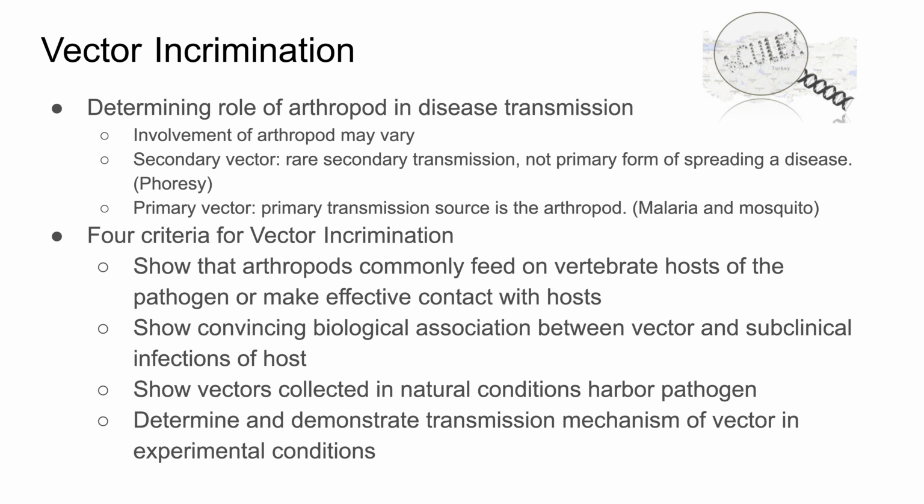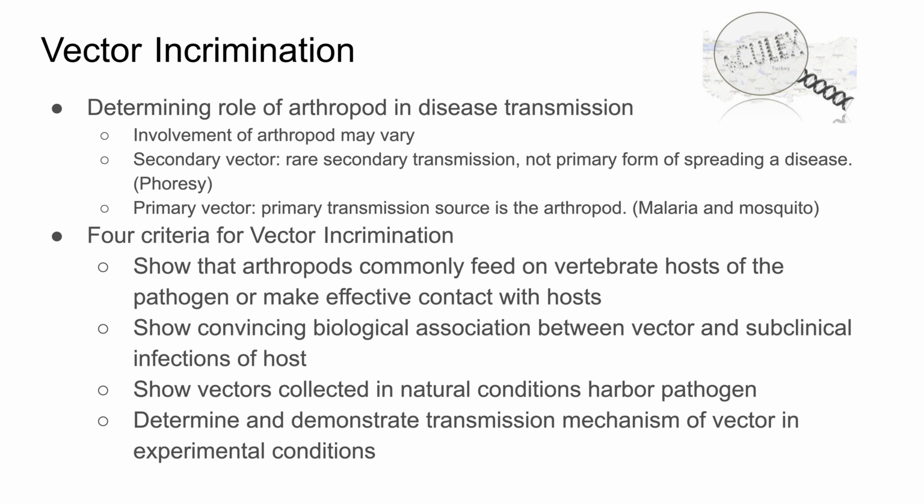Sometimes there can be secondary transmission. They're not necessarily the primary form of spreading a disease, but they might pick it up and then move it. That's another form of vector, mechanical transmission. Flies are oftentimes secondary vectors. The primary vector is the primary transmission route. In the case of malaria, that would be malaria and the mosquito.